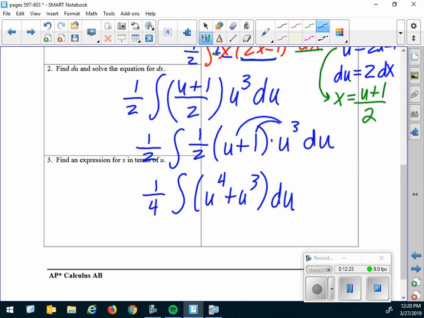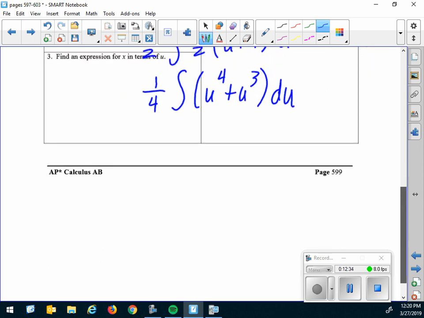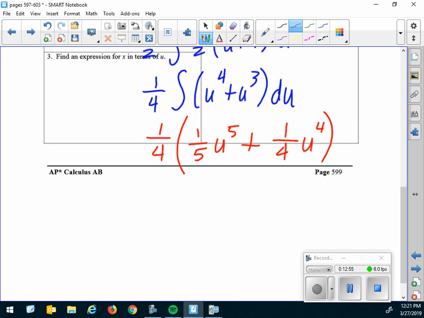Do you have any questions about how I got there? Now I can integrate. This is going to be 1/4 of, what's the integral of u to the 4th? Perfect. It's 1/5 u to the 5th plus, perfect. Don't forget the c. Now, we're going to substitute our u back in.